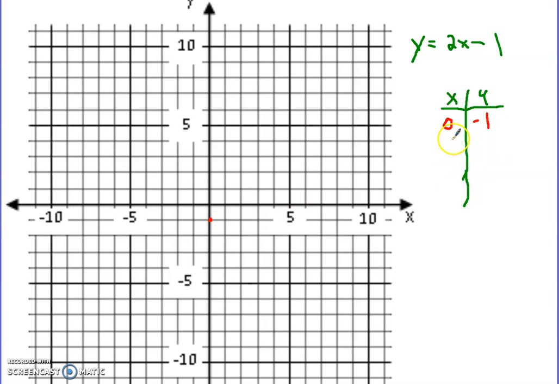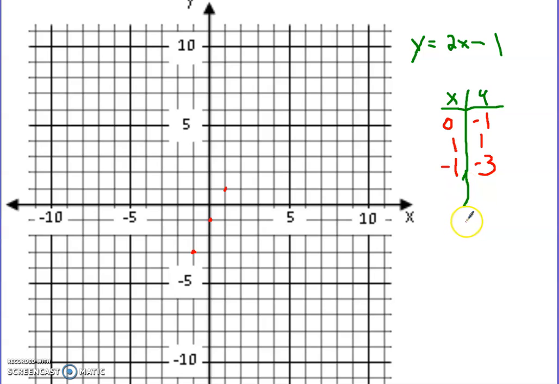If you substitute 1 in, again, just pick random numbers. Smaller numbers are better. 1 times 2 is 2, 2 minus 1 is 1, and then graph the point (1, 1). Substitute in -1. -1 times 2 is -2, -2 minus 1 is -3. So the point is (-1, -3). Notice they're lining up.